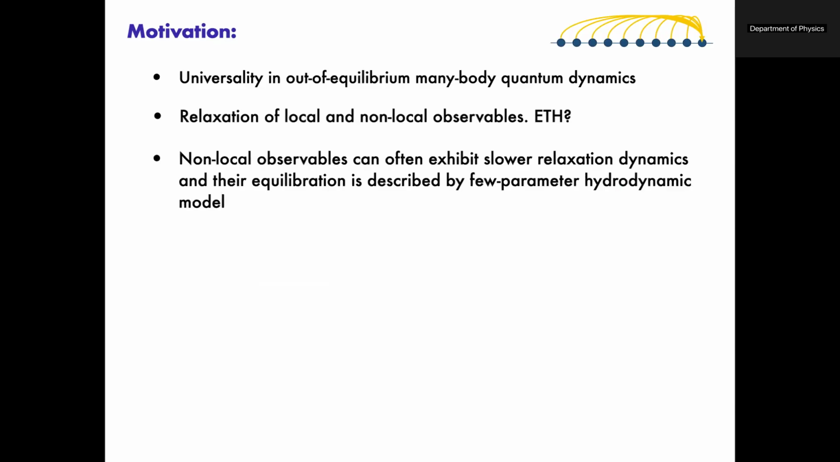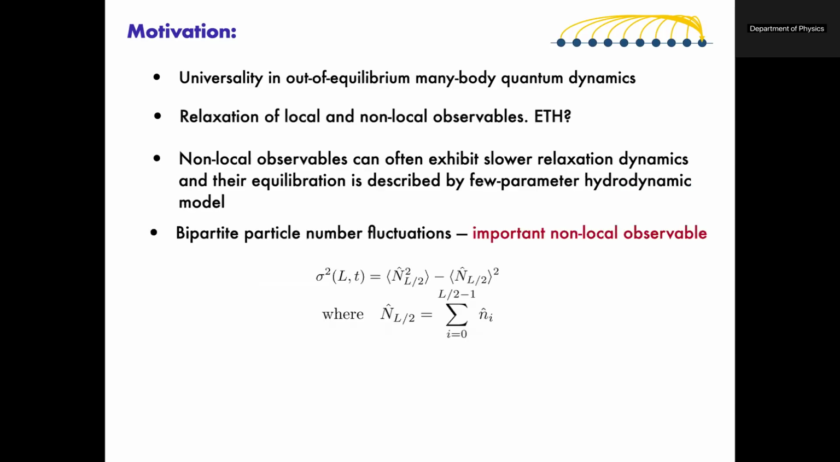And the question is how do I understand what kind of non-local observable I can think of? The first observable, a very reasonable one that you can come up with, is the particle number. As I said, bipartite: essentially you divide the system. It need not be half and half, but let's say it's half. And it's an important observable. I'll tell you why.